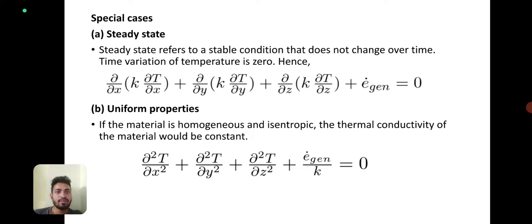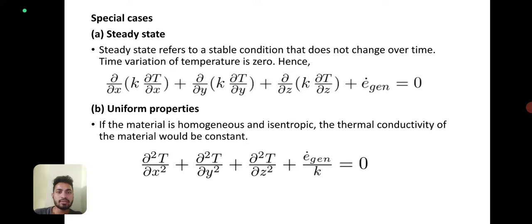A. Steady state refers to a stable condition that does not change over time. Time variation of temperature is 0. Hence, dou by dou x into k dou T by dou x plus dou by dou y into k dou T by dou y plus dou by dou z into k dou T by dou z plus heat generation equal to 0.